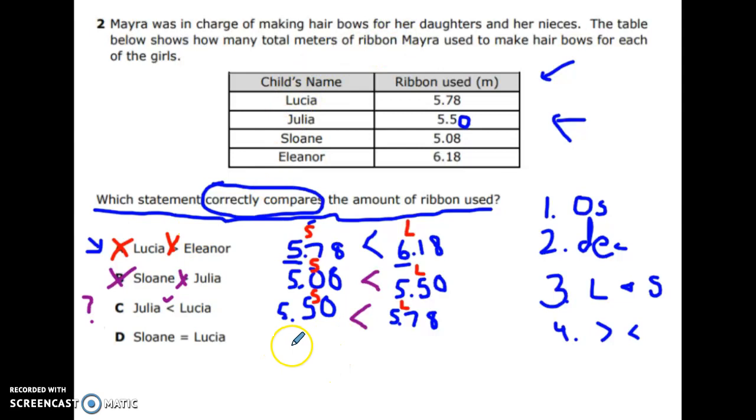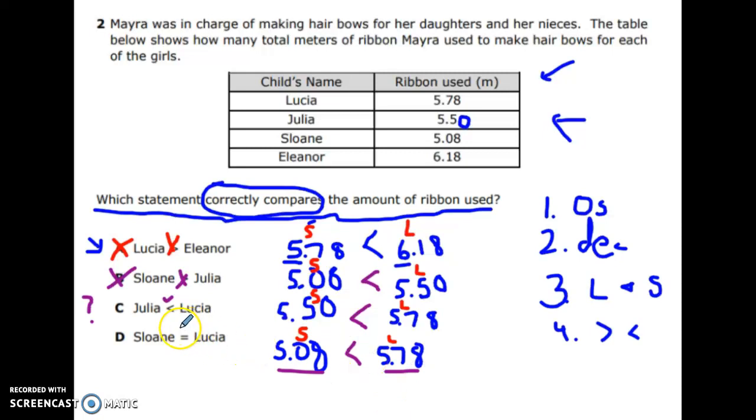And then I go on to D. Sloan is 5 and 8/100ths, and Lucia is 5 and 78/100ths. And I'm thinking about my large and small. 78 is greater than 8. So that is smaller. And my symbol is less than, because this one is less than that one.